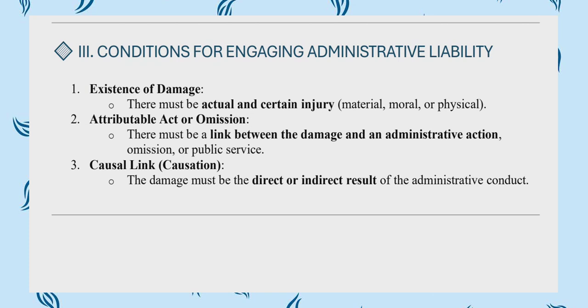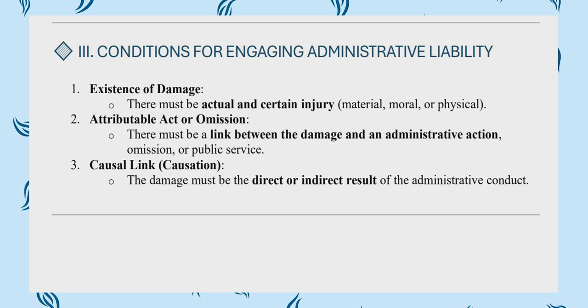You have to present an administrative action or omission that has caused you to go through that harm. So there must be a link between the damage you have suffered and an administrative action or omission. And then the last thing is that even though there is an administrative action or omission, you must also be able to show that the damage has been caused directly or indirectly by the administrative conduct. So there must be a causal link.